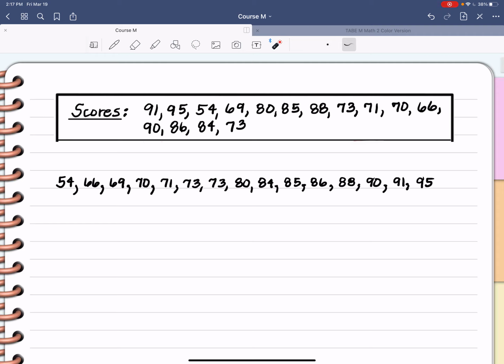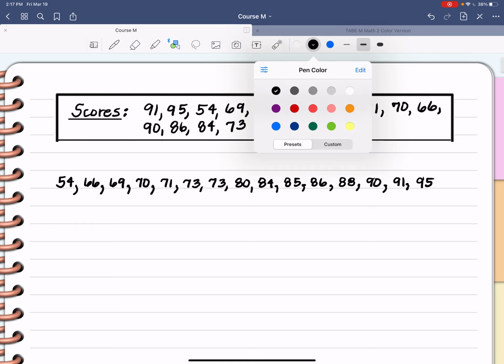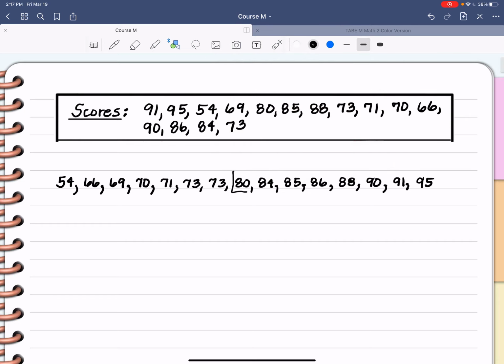Okay, the first thing that I want to find is the median. If I have 15 students, divide that by 2, that's 7.5. So 1, 2, 3, 4, 5, 6, 7. There's the median. It's the 80. So I'm going to put a box around the median. I'm even going to label the median. I'm even going to color the median because that is the key to my box plot.